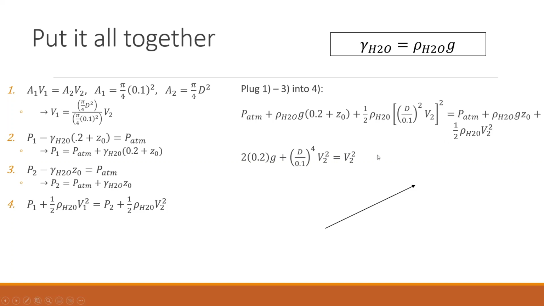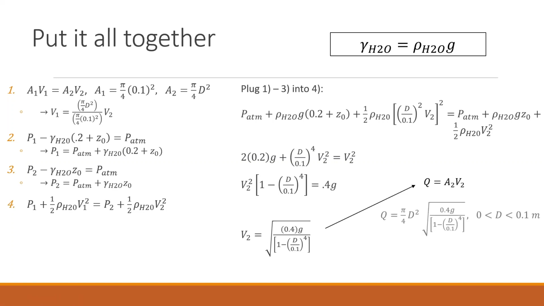I did some extra math here. I just multiplied through by 2, and you can see that I've substituted the equation for V1 here, and we are left with this equation. You can rearrange this and get the following. So I'm just going to divide 0.4g by this value and take the square root of that, and we are left with V2. You can see here that we are very close to being done. All I need for the flow rate is to multiply V2 by A2, and we get our flow rate, right?